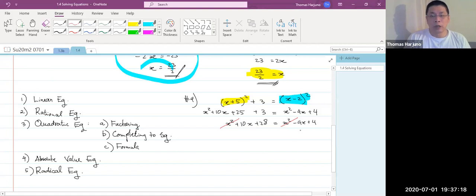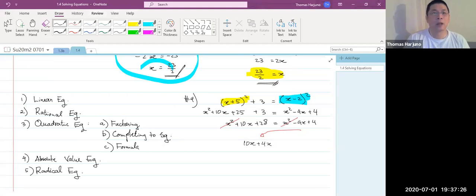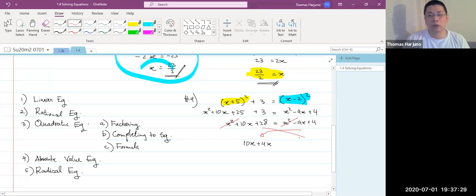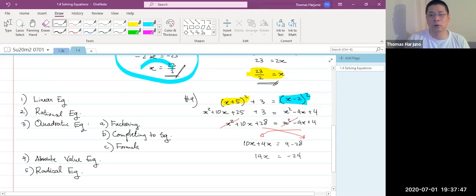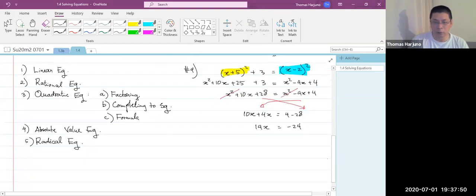Once you cancel the x squared, all of a sudden we are dealing with a linear equation. So I will move the negative 4x to the left, becomes plus 4x. And subtracting by 28 both sides, I will get 14x equals negative 24. Next, I will divide by 14, right? Now, do not do pancake. Remember, I say do not do pancake. Don't write it this way.